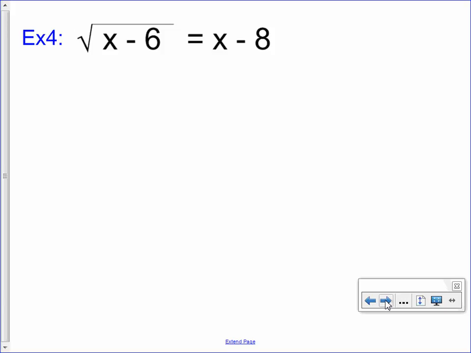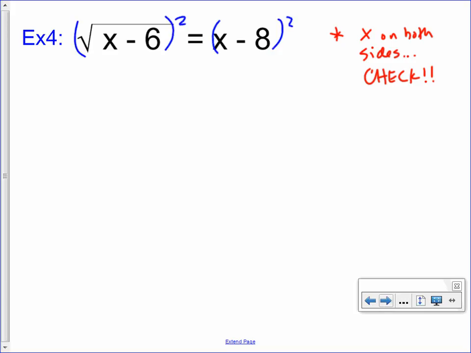All right. In this case, we have x on both sides. So make sure if you have x on both sides, check your answers, because you might have an extra solution. Here's what I mean. To get rid of the square root, square. By squaring both sides, you're multiplying an extra x in there somewhere, so it might be extra. So let's see. X minus 6 is equal to.